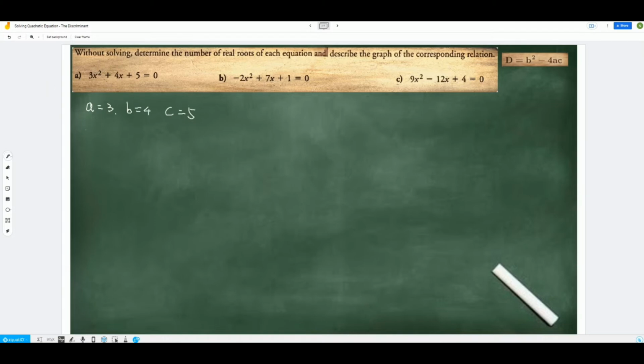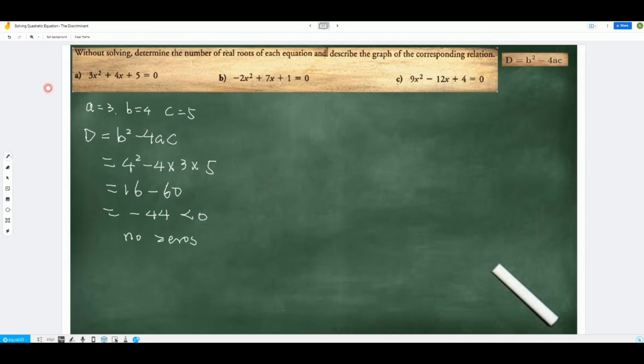We copy the discriminant expression D equals b squared minus 4ac. We substitute the coefficient and the constant into the expression: 4 squared minus 4 times 3 times 5, which is 16 minus 60, equals negative 44. Negative 44 is less than 0, so there are no real roots, no zeros.